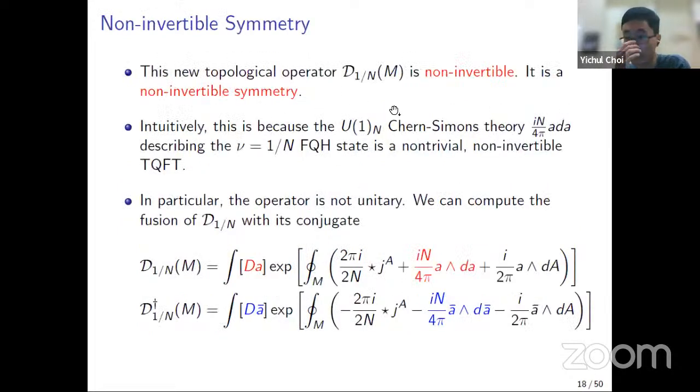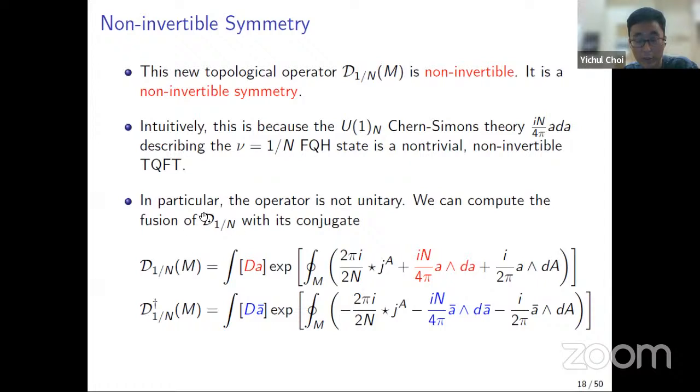However, this new topological operator D1 over N is not invertible. In particular, it will generate a non-invertible symmetry. Intuitively, this is because the U1 level N Chern-Simons theory that I'm putting on this defect is a non-trivial, non-invertible TQFT. You can try to verify this more explicitly. If this operator is non-invertible, then it will in particular not be unitary. So let's try to check this fact.